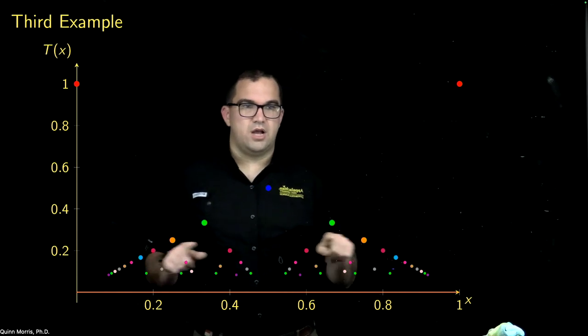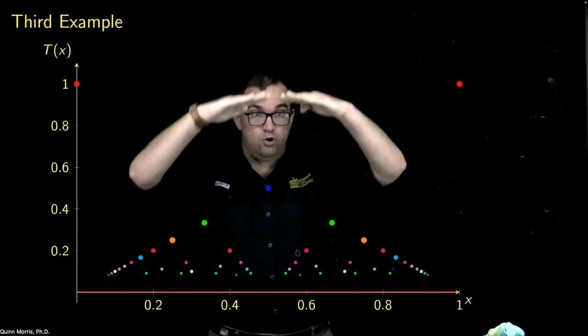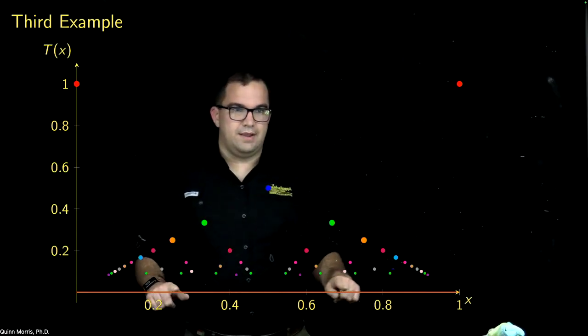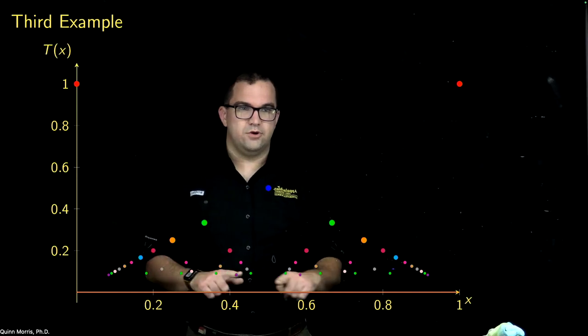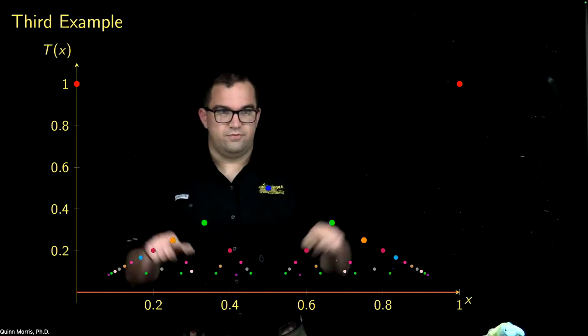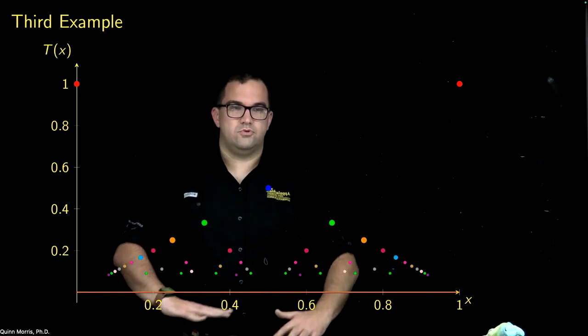So every one of these different colors is another level of this chart going down. I've stopped after like 11 or 12 iterations here. But this goes on infinitely. So you see these trees branching off, and this goes all the way down to the axis.